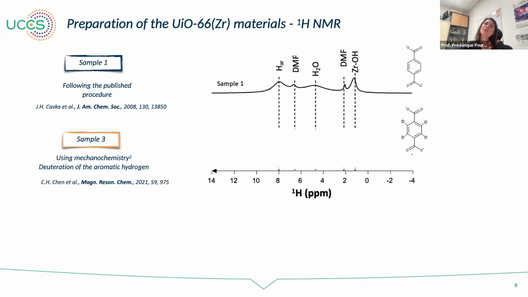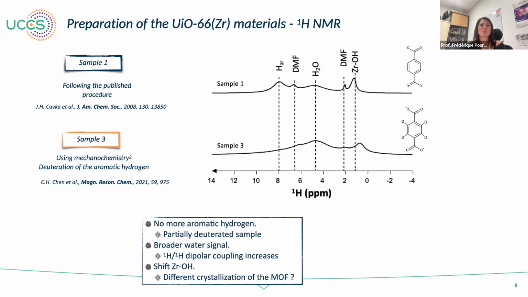In these samples, we deuterated the aromatic hydrogen by using a special linker. This linker was made by mechanochemistry by the group of Daniel Laurencin in Montpellier. In this sample, you drastically decrease the amount of aromatic signal, which makes sense because you deuterated those. But you can also observe that you still have some water and a shift of the ZrOH groups.